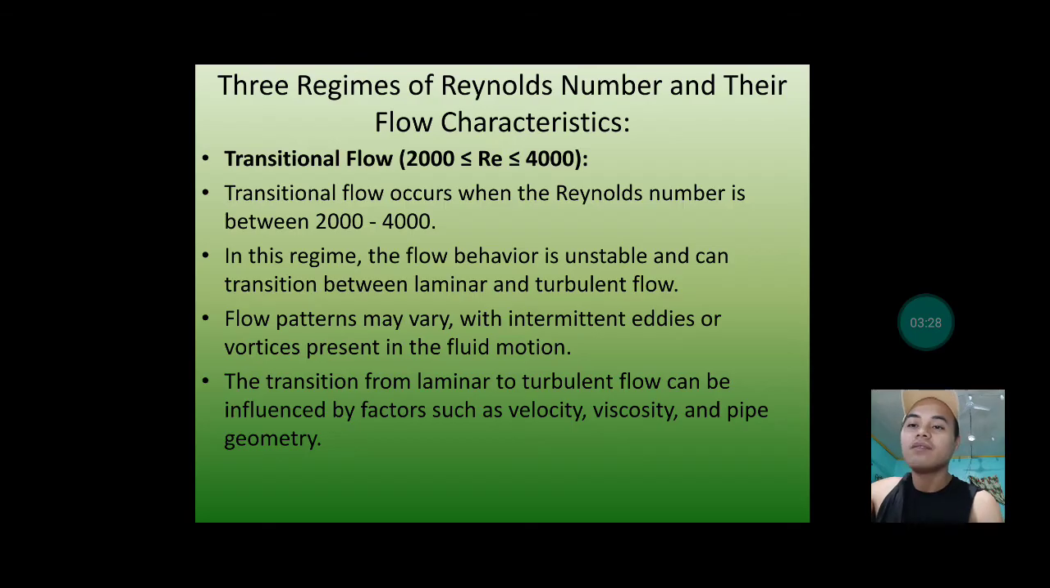Next, we have the transitional flow, which is in between 2000 to 4000 Reynolds number. In this regime, the flow behavior is unstable and can transition between laminar and turbulent flow. Since it is in between, maybe it will transition to laminar, or it will transition to turbulent flow. Flow patterns may vary with intermittent eddies or vortices present in the fluid motion. The transition from laminar to turbulent flow can be influenced by factors such as velocity, viscosity, and pipe geometry.